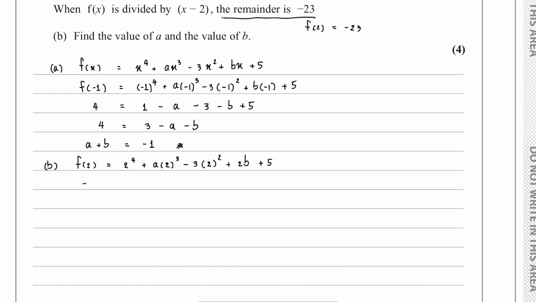So we can put -23 here and simplify the right hand side. This one will be 16 plus 8a minus 12 plus 2b plus 5. This one will be 9 plus 8a plus 2b equals -23. So 8a plus 2b will be -32. So now we've got two equations, which are this one and this one.